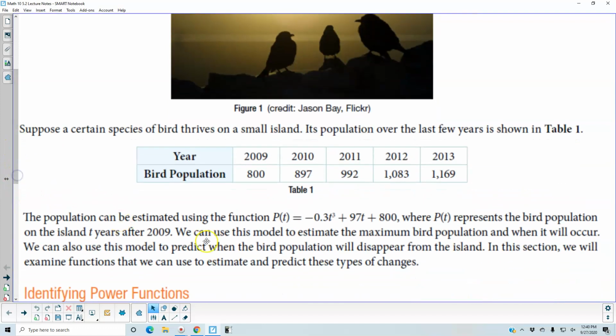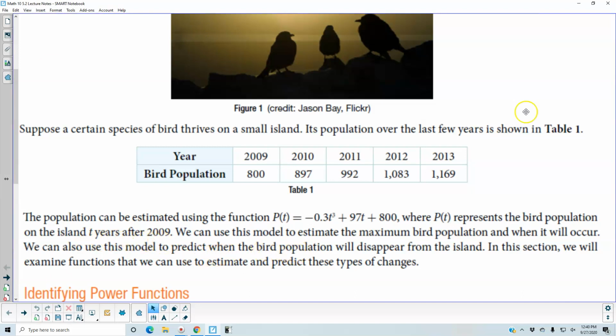Now, the population can be estimated using the function p of t, which is equal to negative 0.3 t cubed plus 97t plus 800, where p of t represents the bird population on the island t years after 2009.